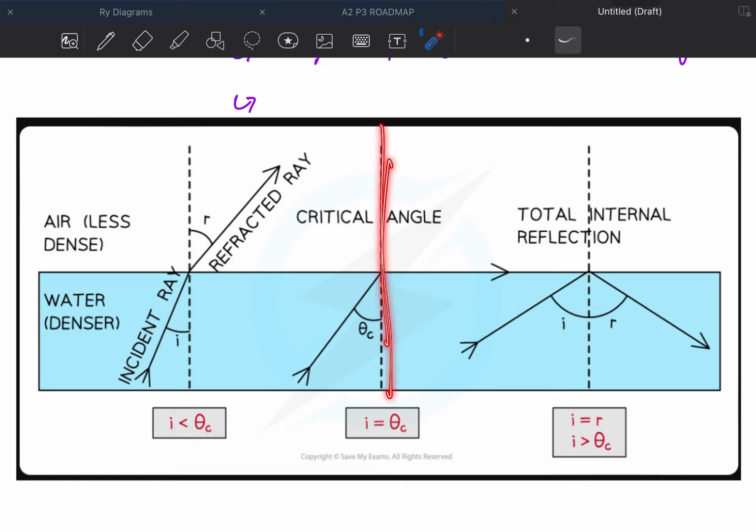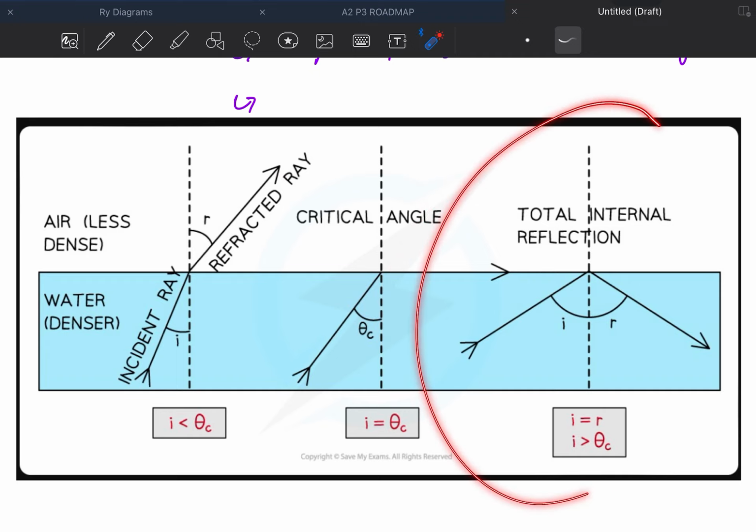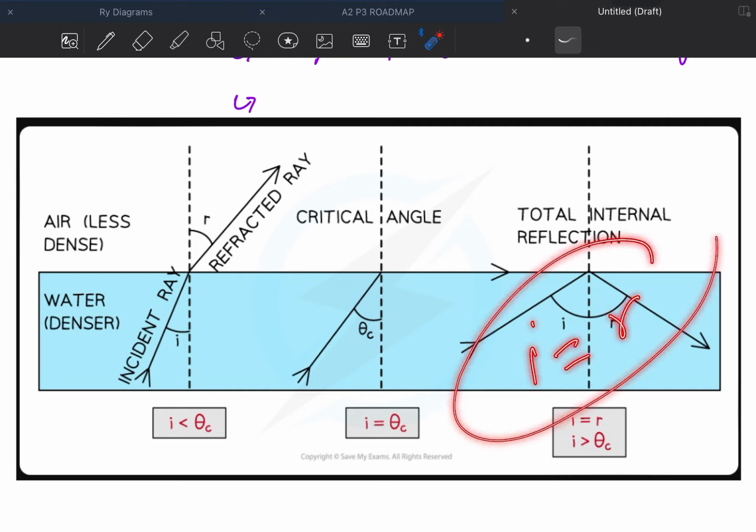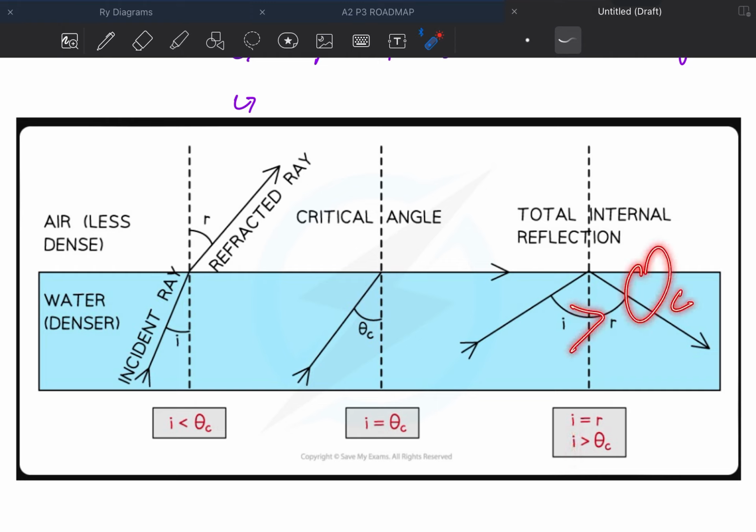This is the critical angle, where the angle of incidence is equal to the critical angle. This is where the critical angle is formed, and total internal reflection occurs here. So this is the incident ray, and yes, it is being reflected. When we talk about reflection, the angle of incidence is equal to the angle of reflection, and that means the angle of incidence is greater than the critical angle, which means total internal reflection is occurring.